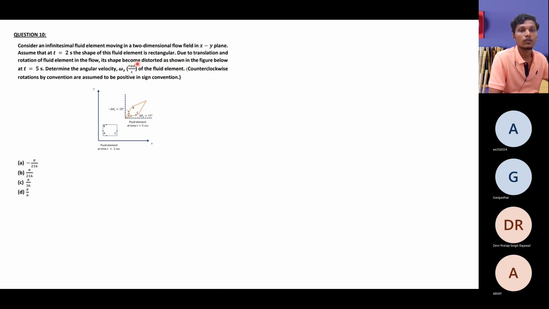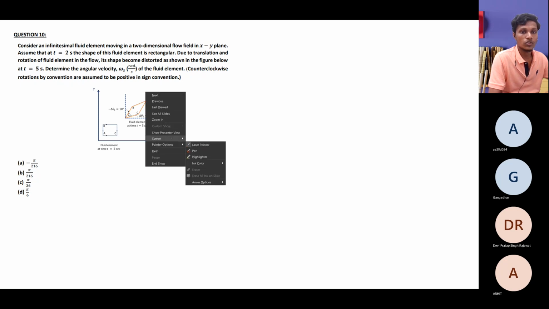This is the figure below at t equals 5 seconds. Determine the angular velocity omega z in radians per second of the fluid element. We need to find its angular velocity. We have been doing that with the velocity field in the past 2 to 3 questions. Now we need to identify it from the shape. By convention, counterclockwise rotation is assumed positive: counterclockwise is positive and clockwise is negative. So the solution is like this.